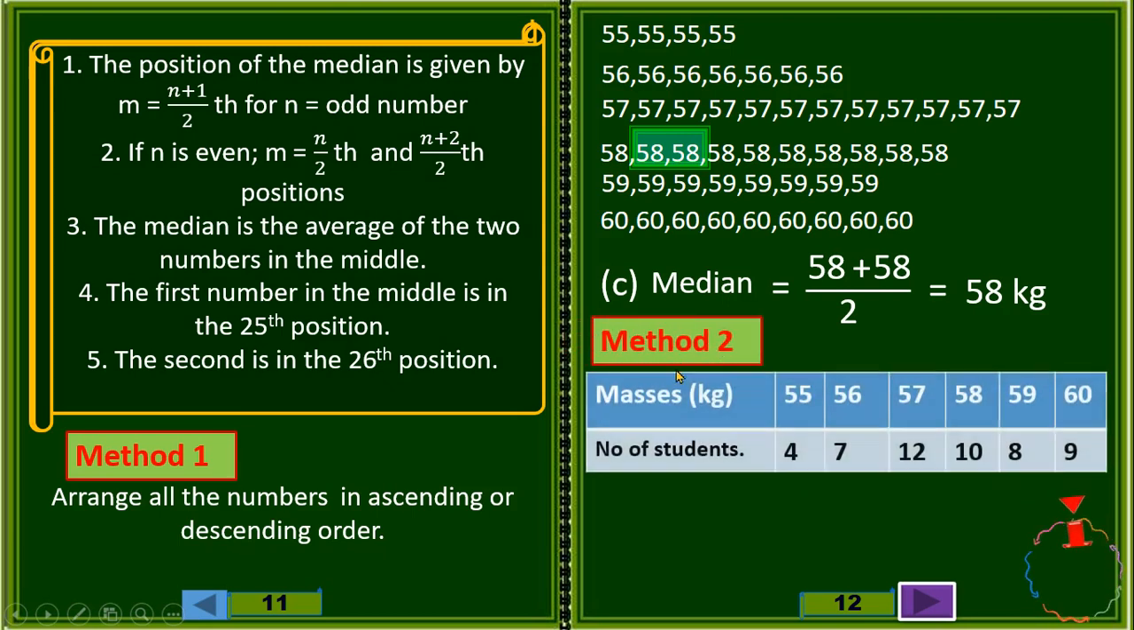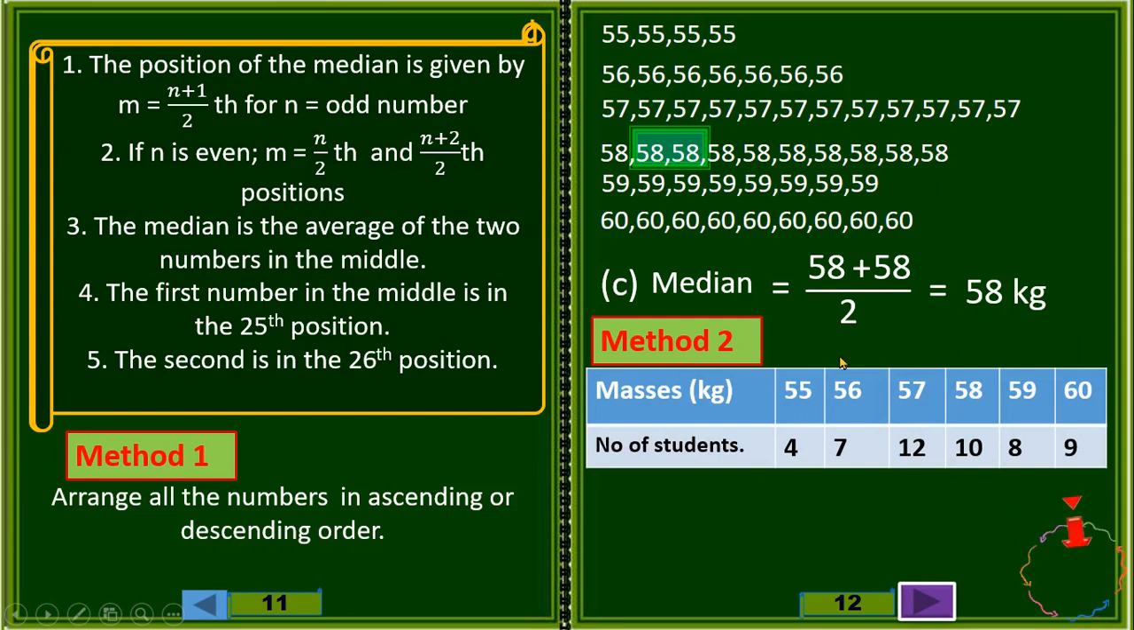Method 2. We bring up the table. Now, the number of students, or the frequency, are already tabulated here. Looking at the number of students with a mass of 55 kilogram each, the number we have there is 4. If I add the next, those students with each mass of 56 kilogram, we have 7 of them. 7 plus 4 will give us 11.